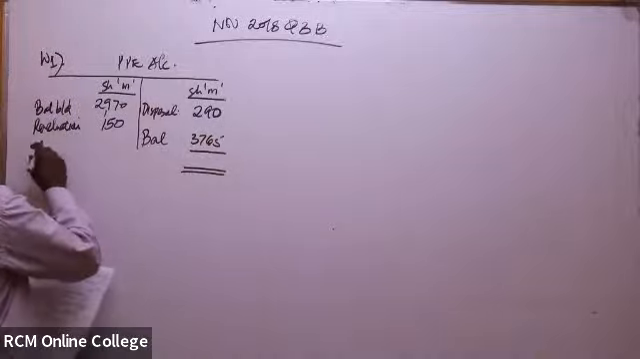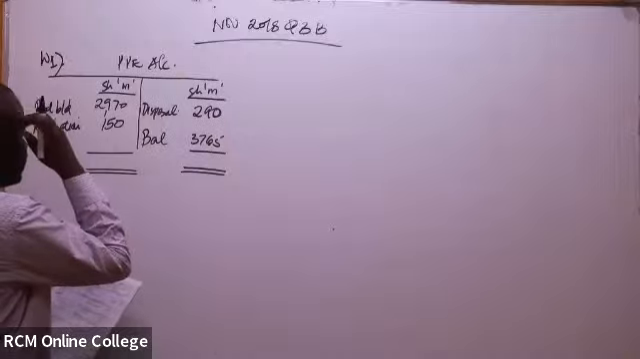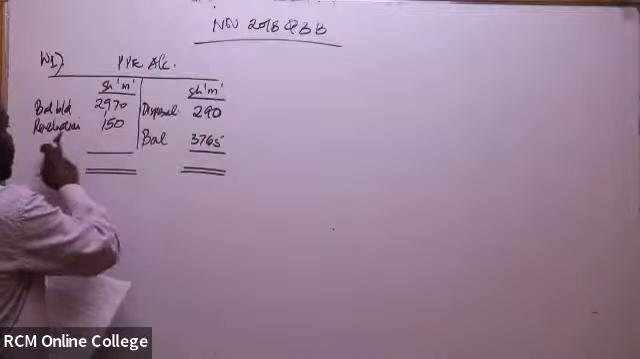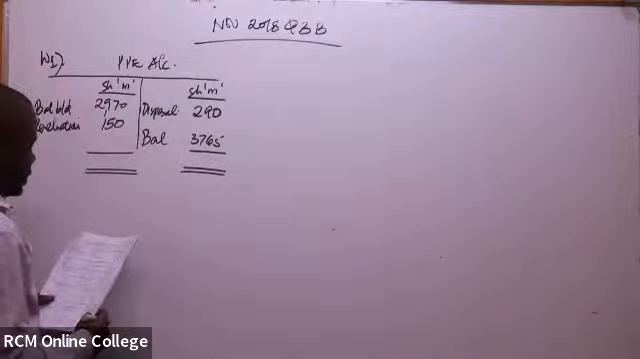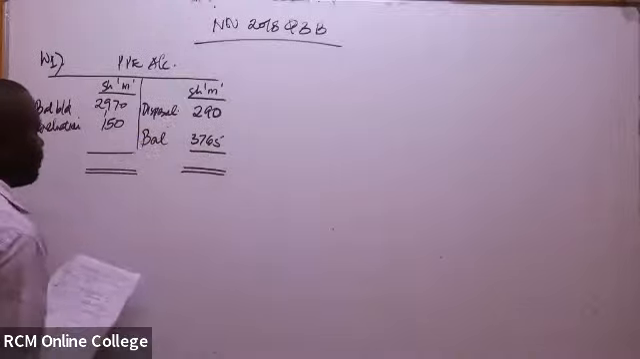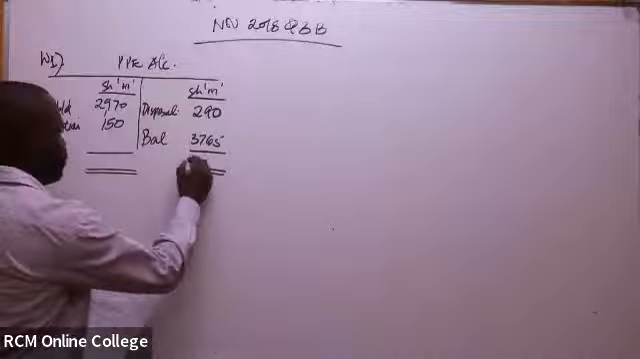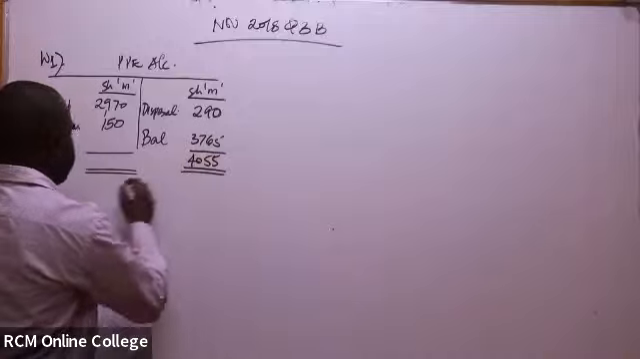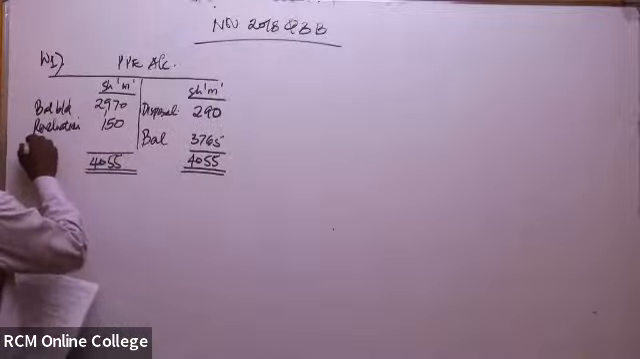You look at the side that is more. In most instances, you'll find this one is more, so that we can get any acquisition that was done during the year. So if you add these, 290 plus 3765, you get 4055.